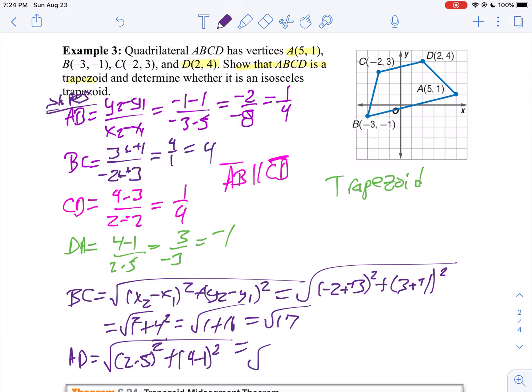Well, 2 minus 5 is negative 3 squared. 4 minus 1 is positive 3 squared. So we get 9 plus 9, which is the square root of 18, which is not the same as BC, is it? So it's not isosceles. It's just a plain old trapezoid.